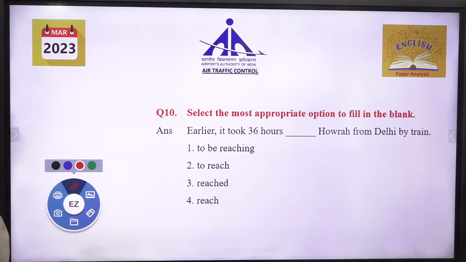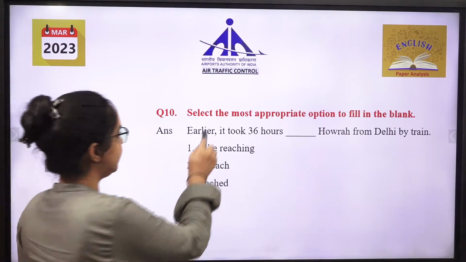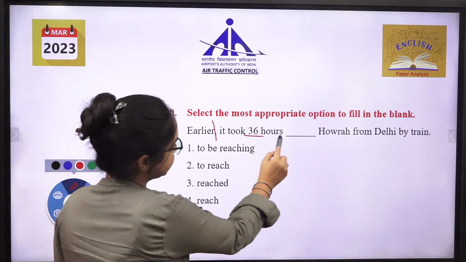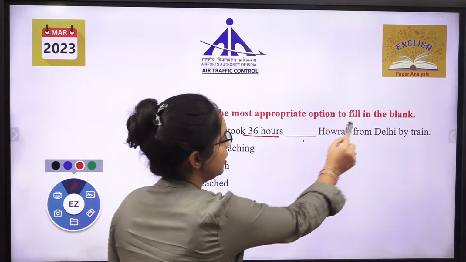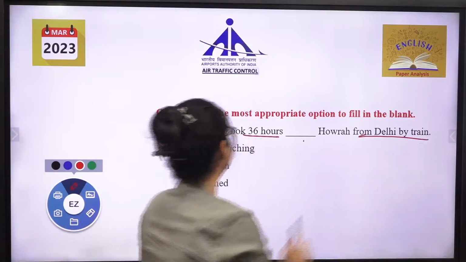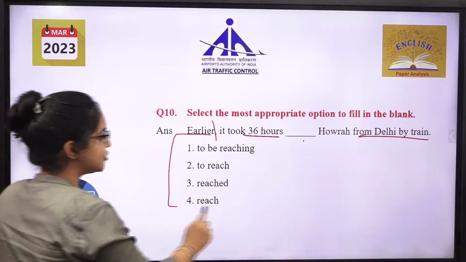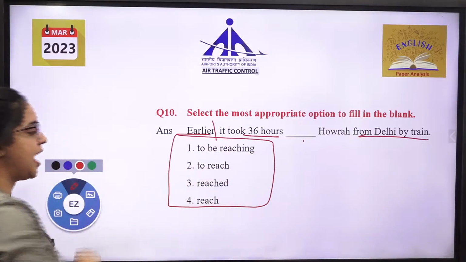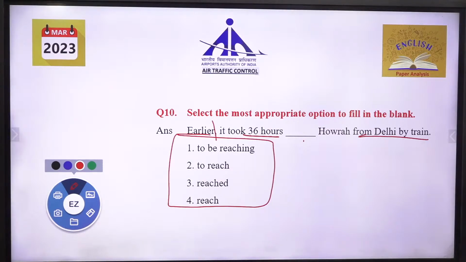Great. Let's go with this one now. 10th one. Earlier, it took 36 hours dash from Delhi by train. The options are to be reaching, to reach, reached, and reach. What can be the answer? Very good, the ones who answered. Rohit is all right. Veer has also answered right. Okay, so everyone is answering this one.